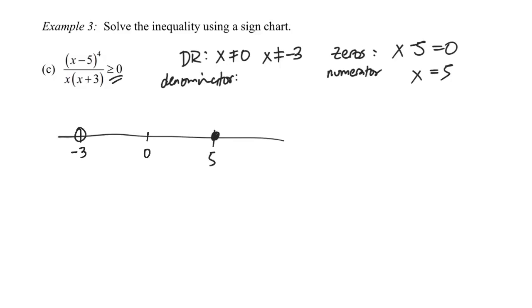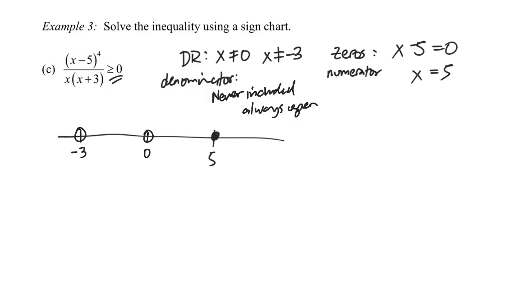And domain restrictions are never included. So I'm going to put a note here underneath the domain restrictions that these guys are never included in your answer. So they are always going to be open circles on your number line. That's why they're open even though the problem says greater than or equal to 0. Okay, so we are ready to start testing some values.